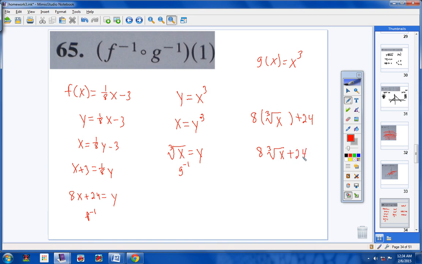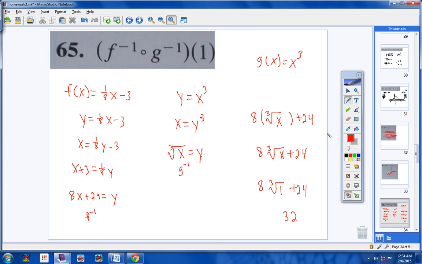And now they want us to put what in? 1. Put a 1 in for x. So we have 8 times the cube root of 1 plus 24. The cube root of 1 is 1. 1 times 8 is 8. 8 plus 24 is 32. And let me look in the back of the book. That should be right. And yes, it is.